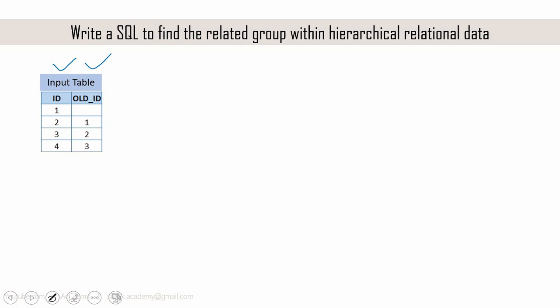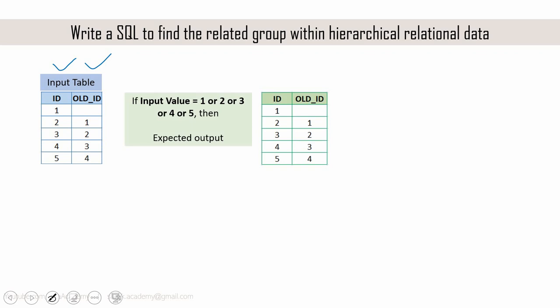Similarly, after some time it is renamed to 4 and it is renamed again to 5. So now the last value, or the current value, is 5, which was earlier 4, and before that it was 3, 2 and 1. Now the question is, if we give the input as either 1 or 2 or 3 or 4 or 5, then the expected result is that we should get the entire set of data like this. So this is the expected output.